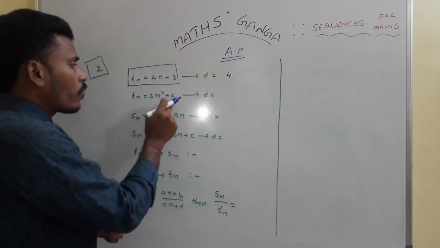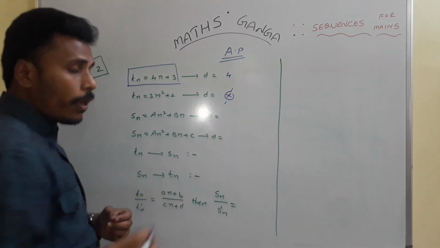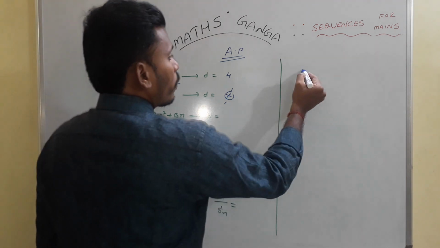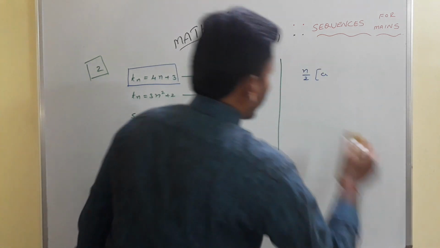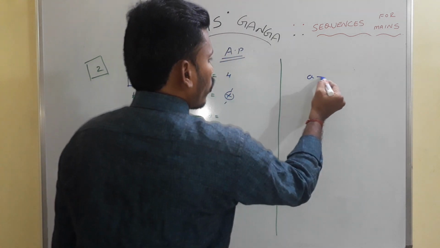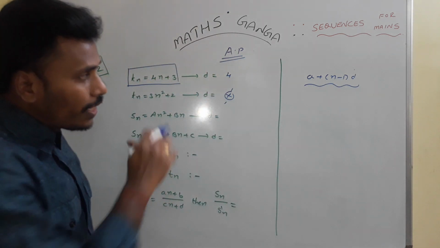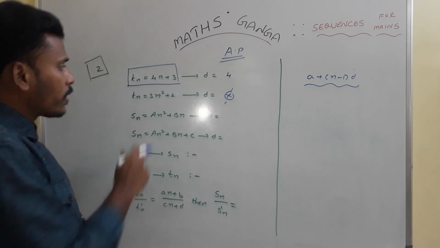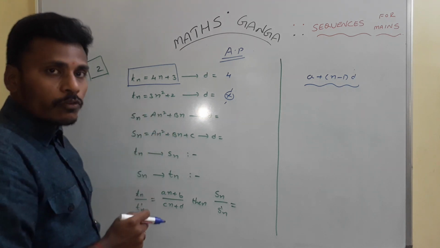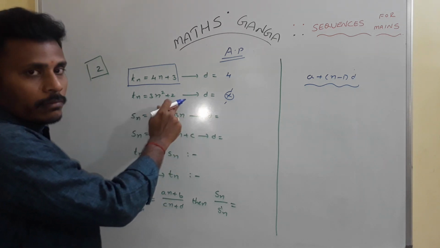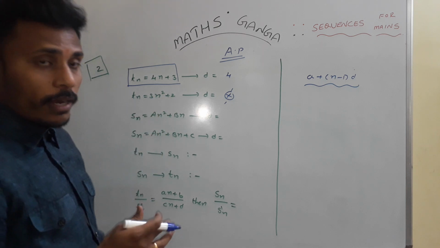If the nth term is 3n square plus 2, then the common difference is not possible here. Why? Because the nth term of the arithmetic progression is given by a plus (n minus 1) into d. If you look here, this a plus (n minus 1) into d is a linear expression in terms of n. Since it is linear in terms of n, the coefficient of n is the common difference. Here it is not linear in terms of n, so the sequence formed by this nth term is not an arithmetic progression. So we don't mention any common difference there.